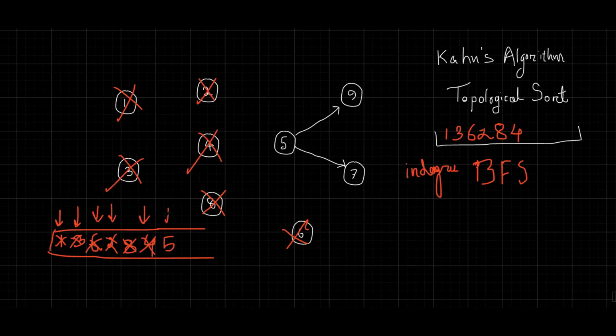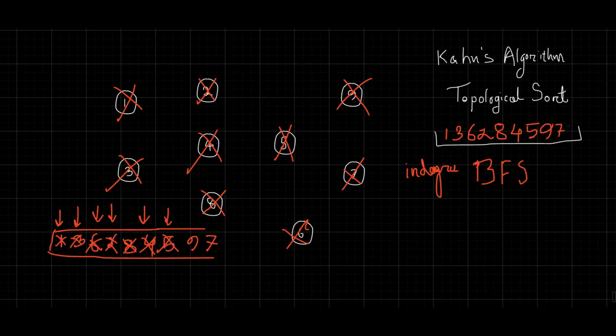Now for the 5, we have to remove it and insert 5 here. Now for the 5, we have to remove the outgoing edge. So the 9 and 7 will become in degree 0. Now we can process the node 9. After that, we can process the node 7.